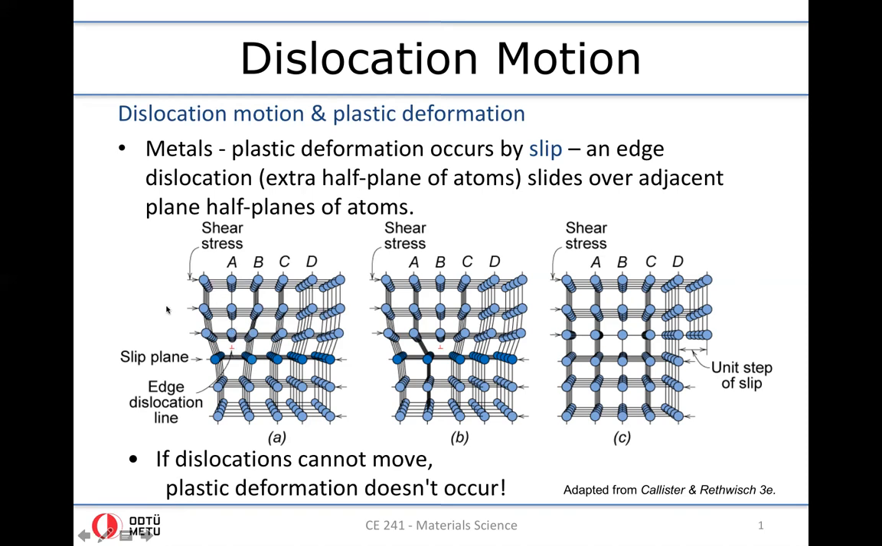And as you apply shear stress in the horizontal direction towards right, this edge dislocation moves and creates unit steps of slip at the edge. So the primary mechanism, as you see in this example, also in the movie that I will show in the next slide, is based on the motion of the dislocation. So if dislocations cannot move, plastic deformations cannot occur. The plastic deformation doesn't occur.